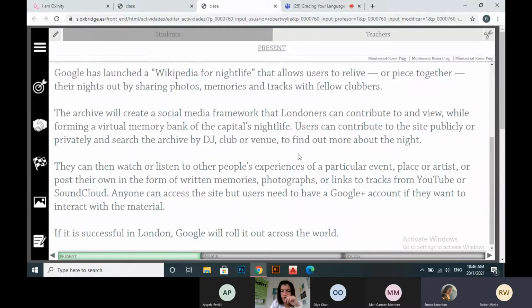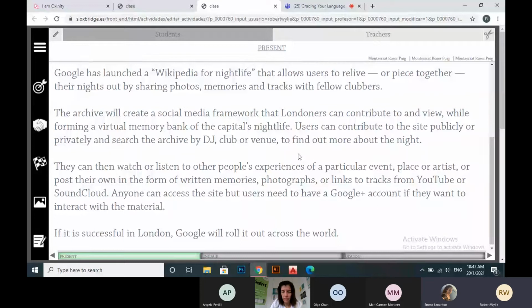No, I was even thinking with the verb to allow, if we wanted to make it even easier, we could put "permits", because then it's similar in Spanish. So already that's easier. So Google created a Wikipedia for nightlife that permits people, instead of users, maybe people.